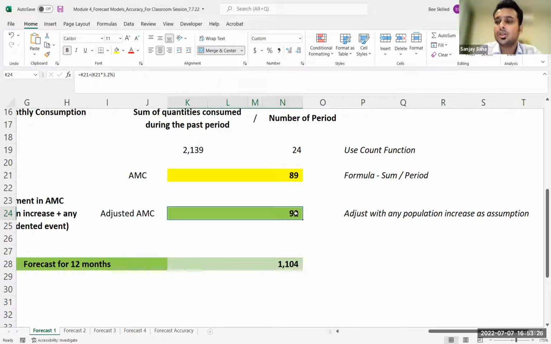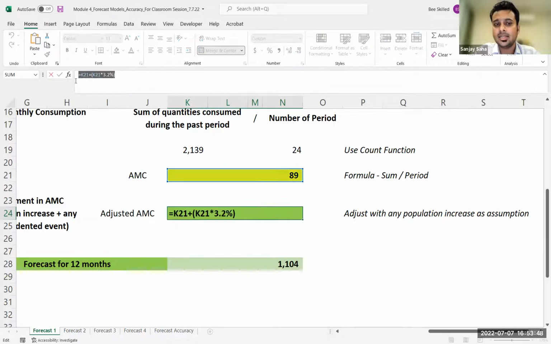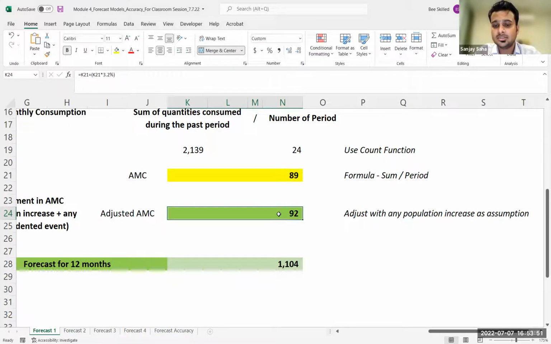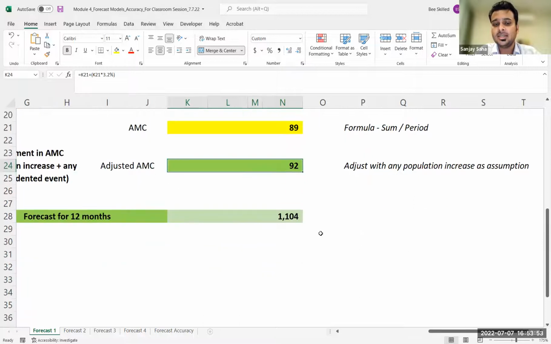For example, we may choose not to deduct that because it may be good to have a slightly extra amount because there may be some wastage in the end eventually. So that is up to the team who's doing this forecasting. But in this case, we have the data that the growth rate is 3.2%. That is what we're going to add here with this formula. So the adjusted AMC becomes 92. And to do the forecast of 12 months, we multiply 92 with 12. So we come at 1104.